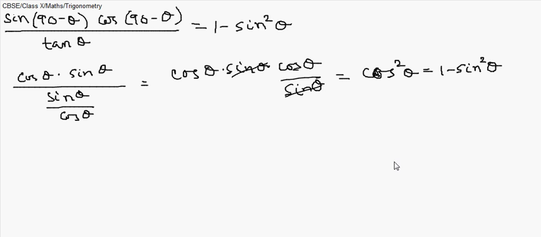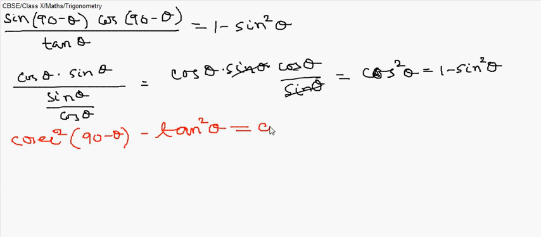Which one do I take? Okay, I take another one here, that is cos square 90 minus theta minus tan square theta is equal to cos square 90 minus theta plus cos square theta. Yeah, I've written it rightly.